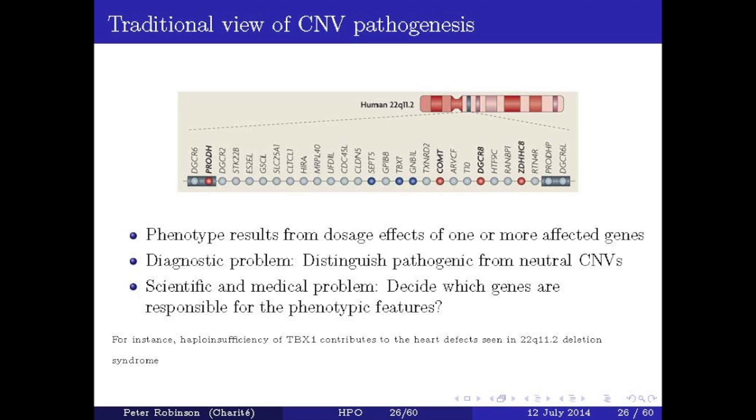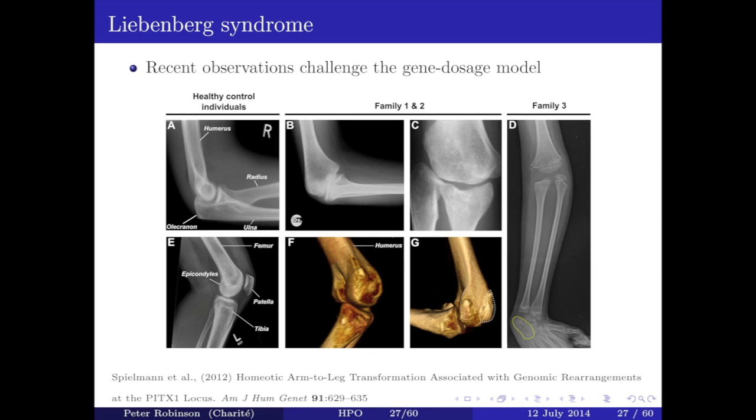Today, most people have been evaluating CNVs using this gene dosage theory. And so we had a couple of observations that called that into question. A lot of the next few slides are the work of my colleague Malte Spielmann at our institute in Berlin. He was looking at Liebenberg syndrome. This is a normal elbow, and this is the elbow of an individual with Liebenberg syndrome. You can sort of see that it's starting to look a little bit like a knee.